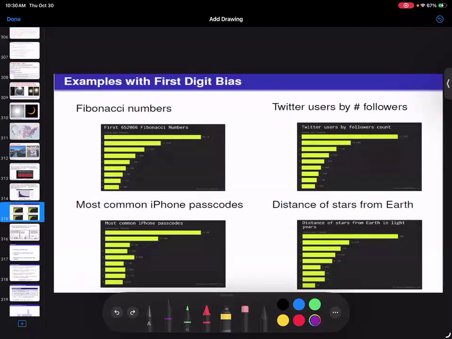So the first, myself and one of your professors who I know several of you have had for complex analysis, we both study Fibonacci numbers. Fibonacci numbers are one of the best examples of this digit bias. It's almost perfect. The next one on the right is Twitter users by number of followers. Most common iPhone passcodes, I don't want to know how they got that data. Distances of stars from Earth. So in a lot of these data sets, you're seeing this predominance of low digits.